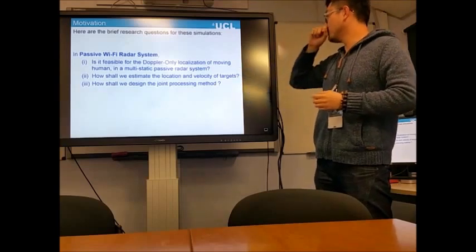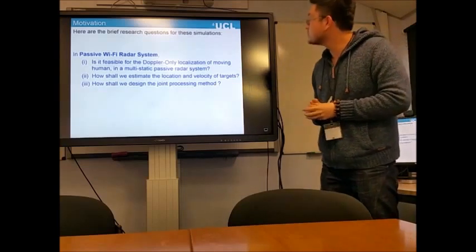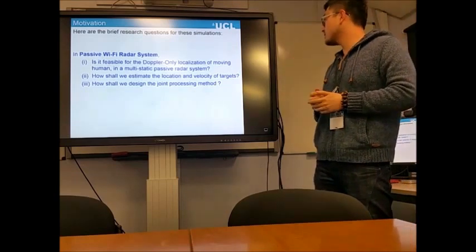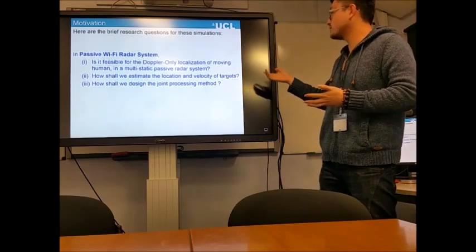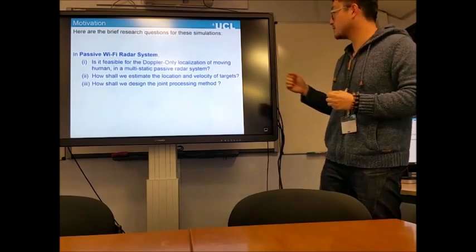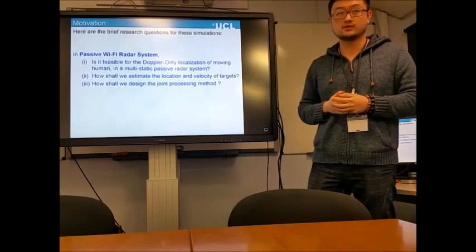Of course, this should be applied in a multi-static passive radar system. The second question is, how shall we estimate the localization and velocity of targets? The third is, how shall we design the joint processing method, because it is a multi-static passive radar system?